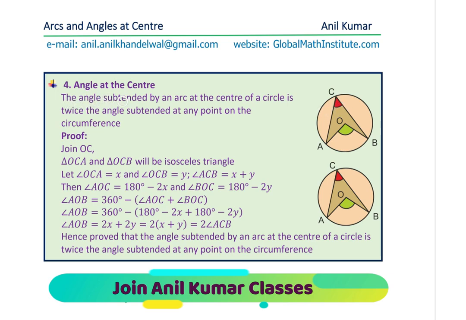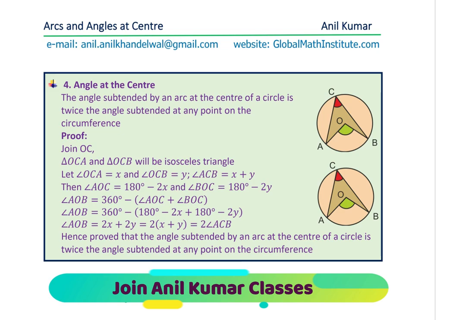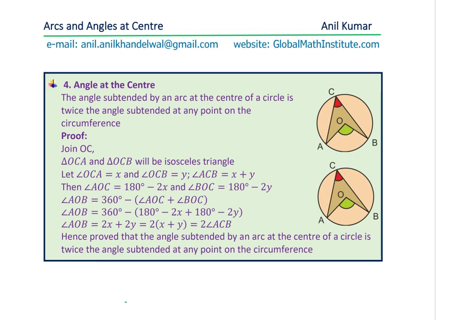It says the angle subtended by an arc at the center of the circle is twice the angle subtended at any point on the circumference. And the proof is very simple. You need to join O to C. So we join this O to C. Let me just join and show you how it works out. So let us say we join OC.